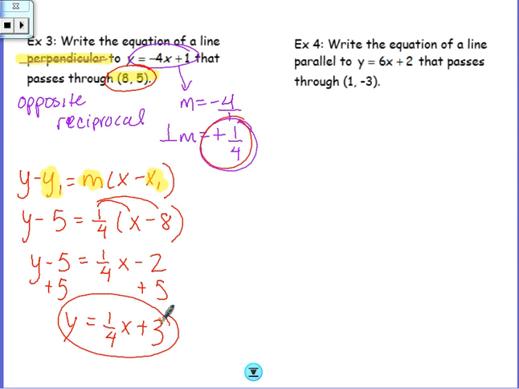So in example 4, it says to write the equation of a line parallel to y equals 6x plus 2, and it passes through the point (1, -3). We know it's parallel, so we need to pull out our slope from our given equation, which is 6. Our new slope, parallel, means same slope, so we can use the slope of 6. But then, like Mrs. Carson said, we're given a slope and a point, so we need to plug that into our point slope formula.